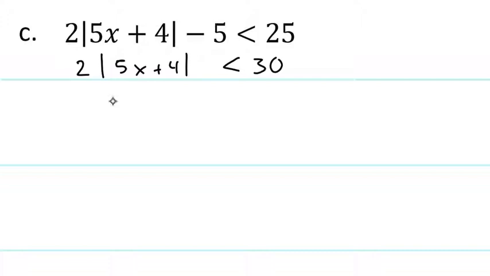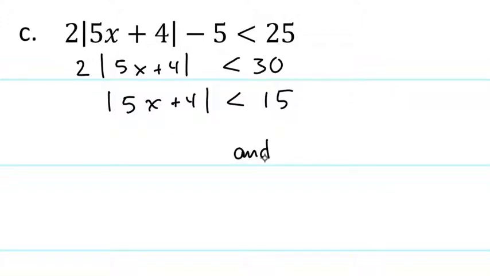Now I'll divide both sides by 2. So the absolute value of 5x plus 4 is less than 15. If you have an inequality and you divide both sides by a positive value, you still preserve that inequality direction. So now this is less than. So these things are going to be joined by and. We will be having open intervals for this.